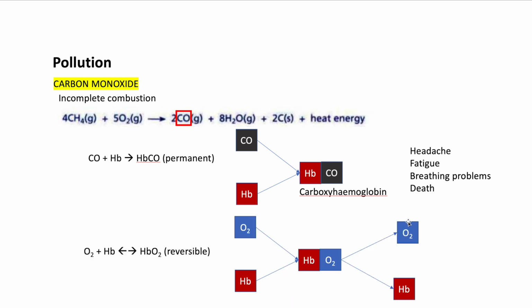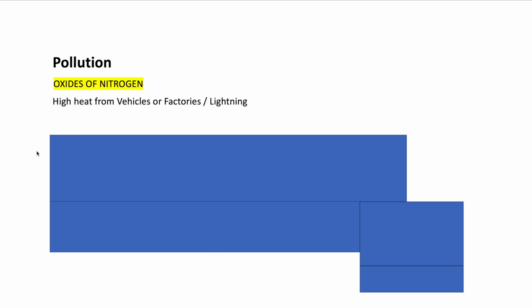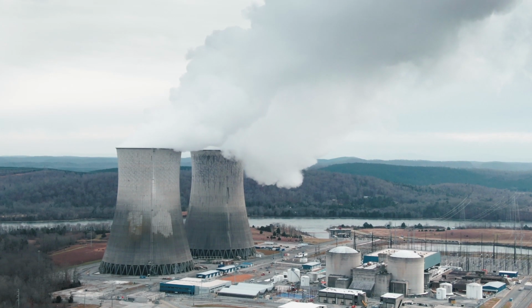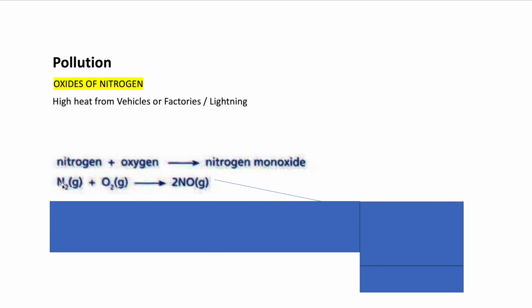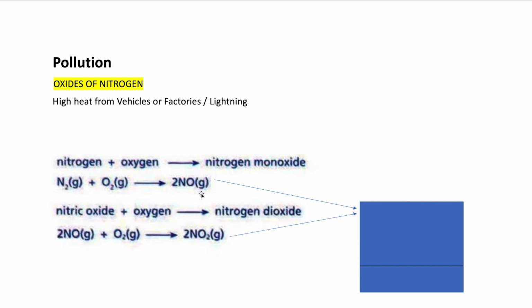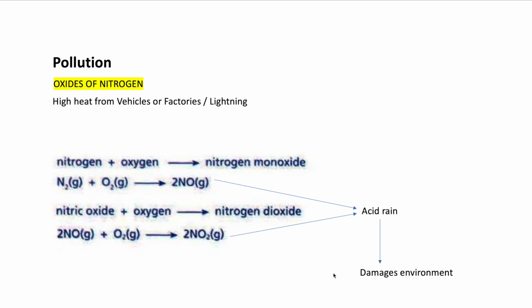If it was oxygen, the originally intended passenger, it only binds hemoglobin temporarily and goes to the destination and dissociates from hemoglobin. Carbon monoxide binds permanently. Next, it will be oxides of nitrogen, either nitrogen monoxide or nitrogen dioxide. This is formed by extreme heat in factories or in car engines. The oxygen component in the air and the nitrogen component in the air will come together to form these two oxides. In addition, it's also formed by lightning.